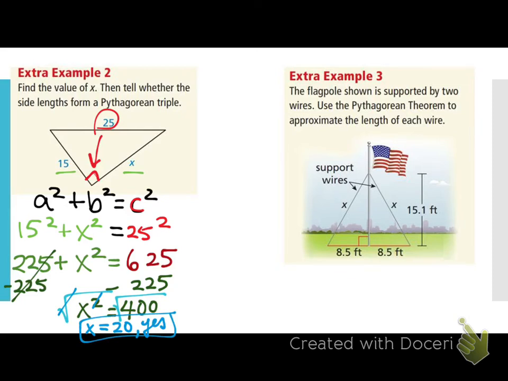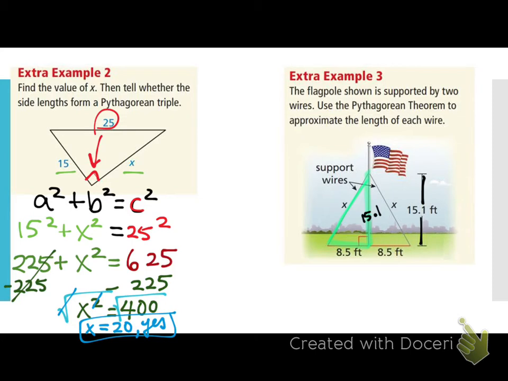Alright, second example. The flagpole shown is supported by two wires. Use the Pythagorean theorem to approximate the length of each wire. So if you look, they're just two right triangles that are identical to each other. So you could just focus on one of them. We need to find the length of x, the support wire. We know 8.5. What is the length of the pole? 15.1, yeah. It's this. So 15.1.